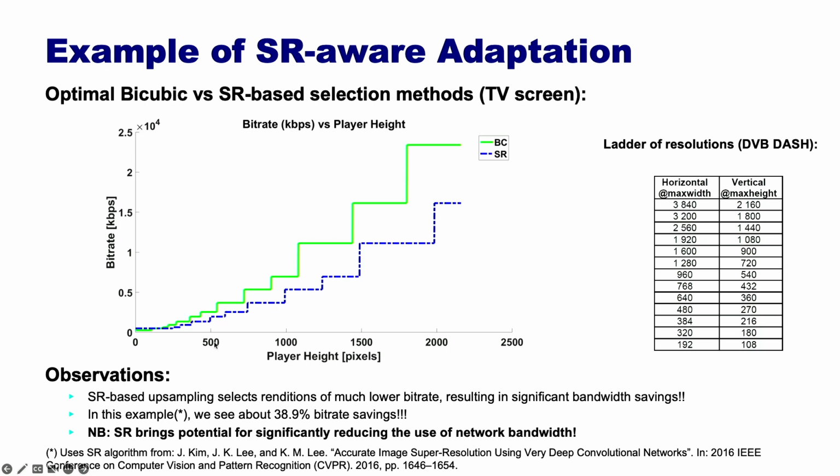Looking at the bitrate versus player height curve, with bitrate in kilobits per second on the y-axis, especially when considering playback in the higher resolution domain, super resolution-based upsampling selects renditions with much lower bitrate than bicubic. In this particular example, we have savings of up to 38.9% bitrate. That's quite significant. This considers the whole range, and it will vary depending on what resolutions your clients are playing the videos at. But for this specific case, we see quite a good bitrate saving, which means a significant reduction of network bandwidth usage.